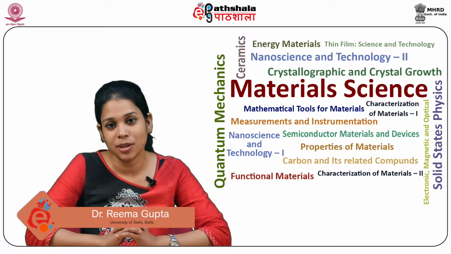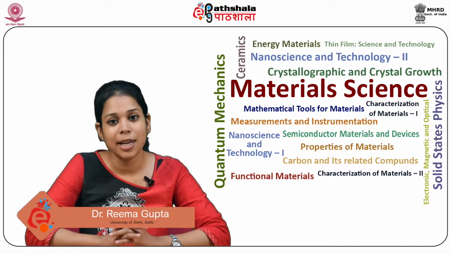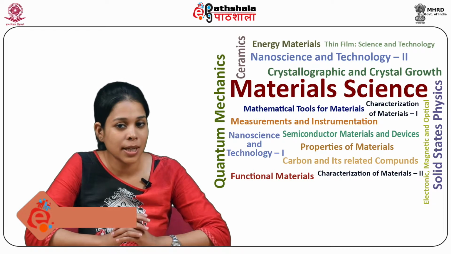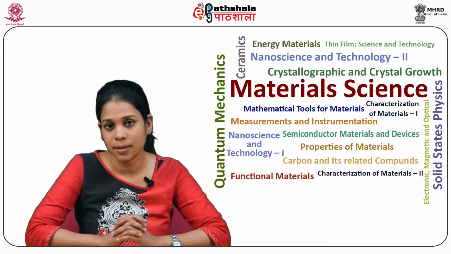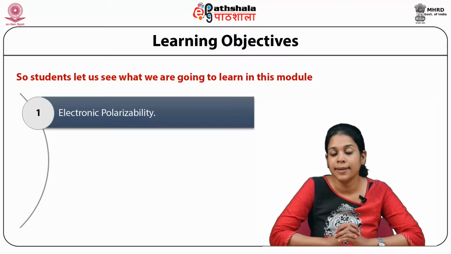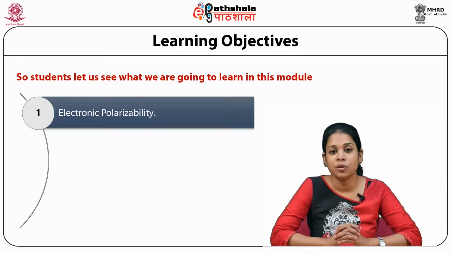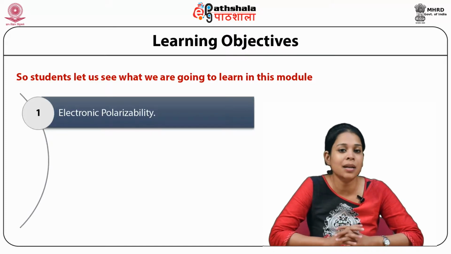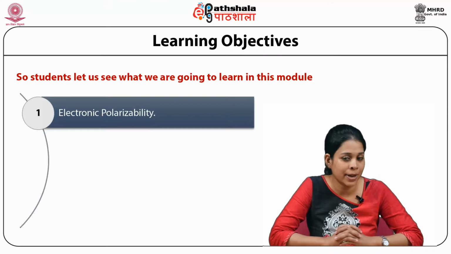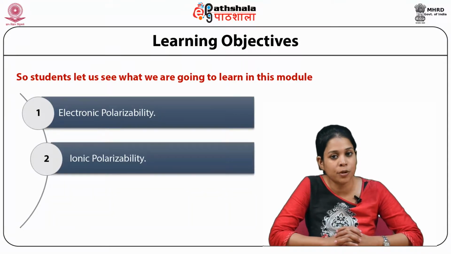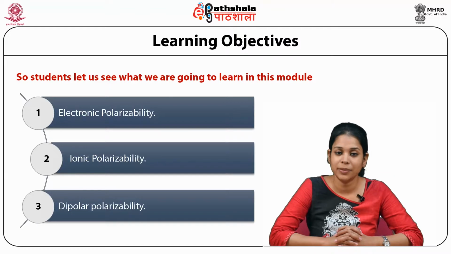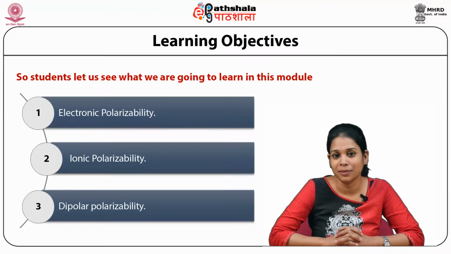Today we are going to discuss the module Electrical and Magnetic Properties, Part 5, from the paper Ceramics. So students, let us see what we are going to learn in this module. We will be discussing basically three types of polarizability: first electronic polarizability, second ionic polarizability, and third dipolar polarizability.